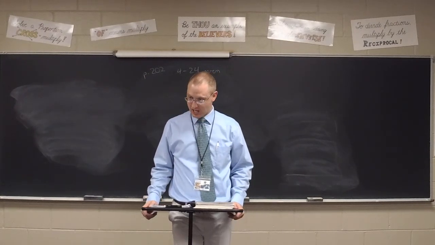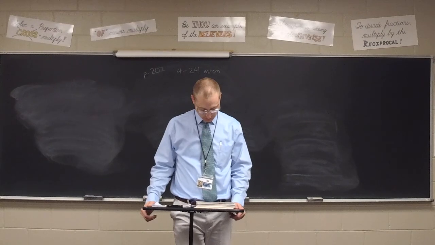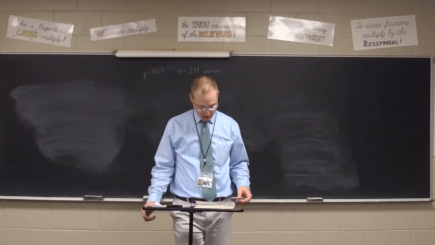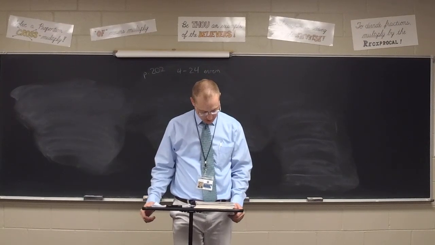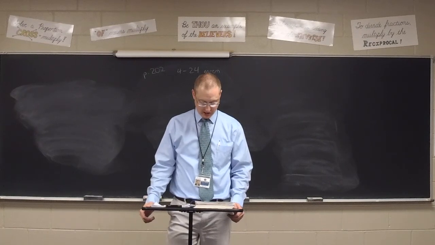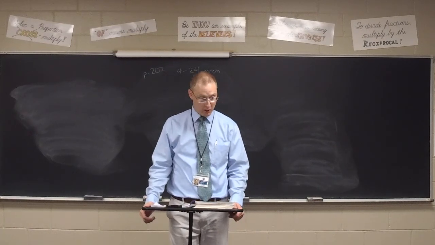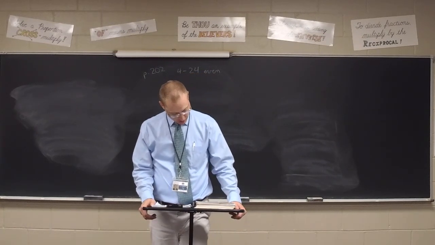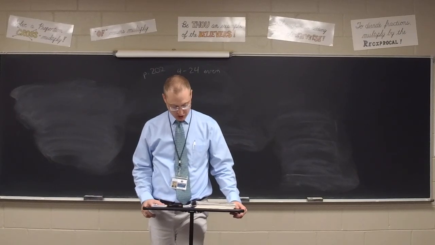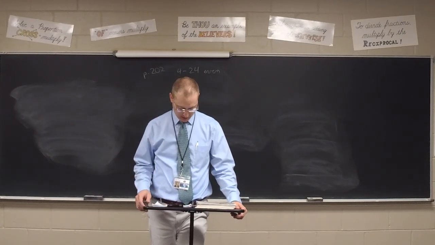Number 8. What did you get, Joshua? 2x squared y squared. Number 10. Dylan. 3x to the 5th y. Number 12. Adam. Negative 4x cubed y squared. Number 14. Lana.